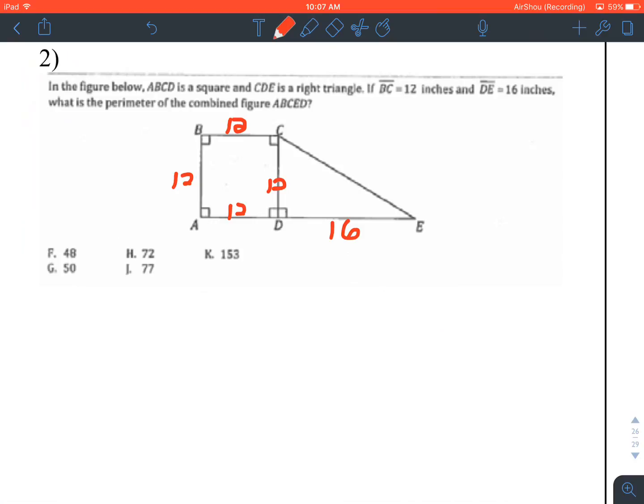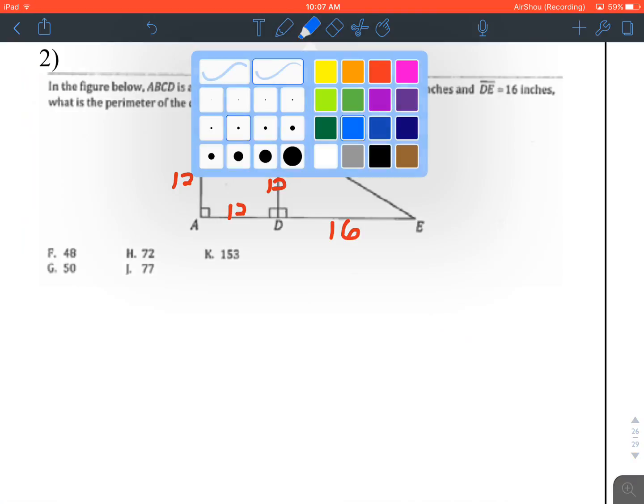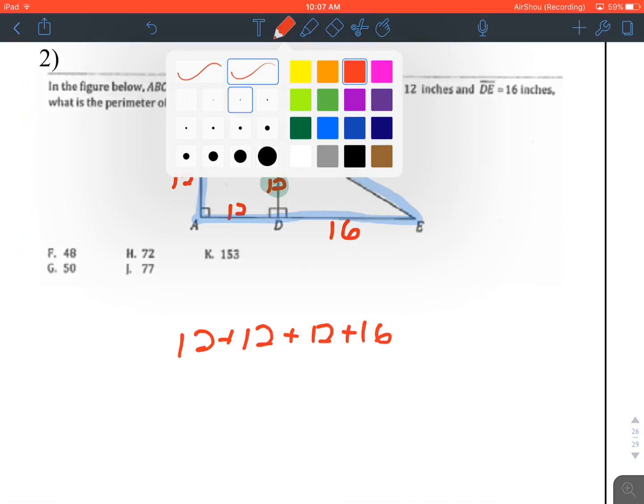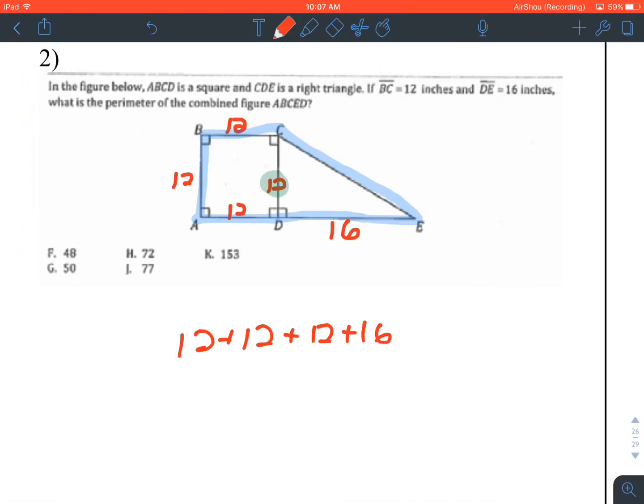Let me trace over this. What's the perimeter of the combined figure A, B, C, E, D, and you go back to the beginning, A. So we know most of these. We got 12 and 12 and 12 and 16. We do not count this 12 because it's not part of the perimeter that it's asking for. So if we just add those together, that's going to be 36 plus 16, that's 52.